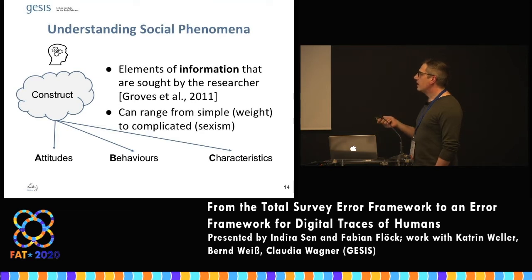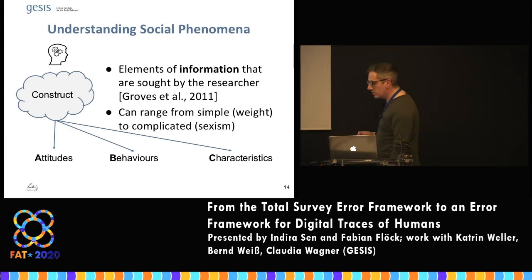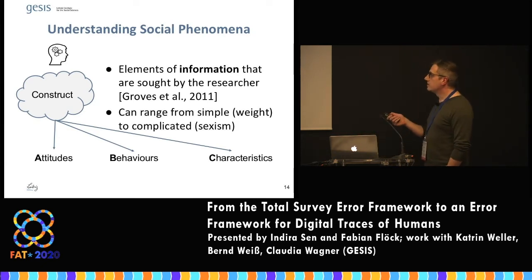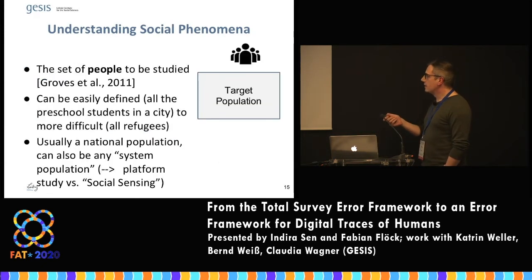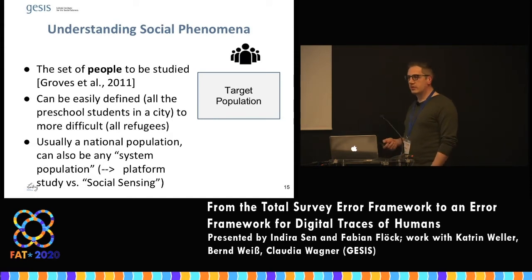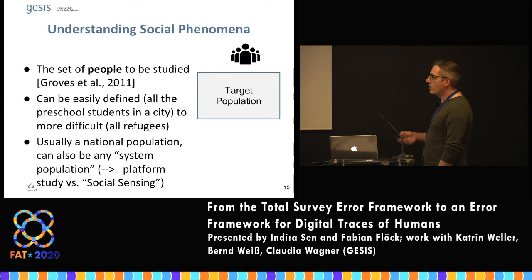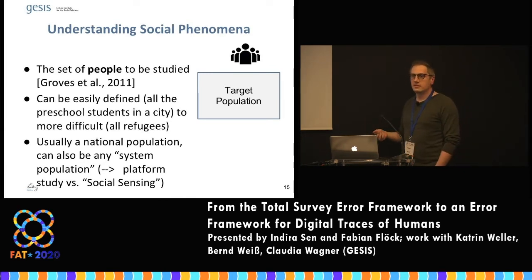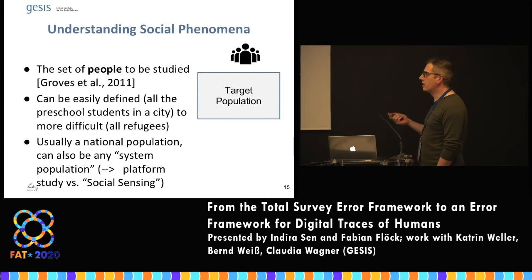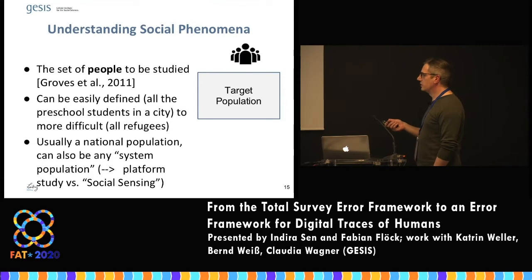And then you say, okay, for whom do I actually want to measure this? This is usually called the target population, the set of people to be studied, basically. And again, this can be easily defined by, for example, everyone that is enrolled as a preschool student, or everyone that has a Spanish passport, or more difficult, for example, all refugees in Barcelona, where you have to actually define what a refugee is. Because there's not one standard definition of this. Maybe you can find one, but that's more difficult.